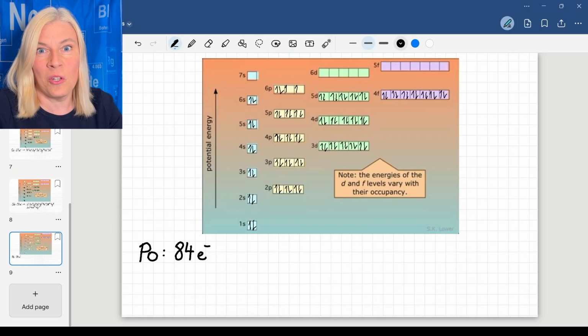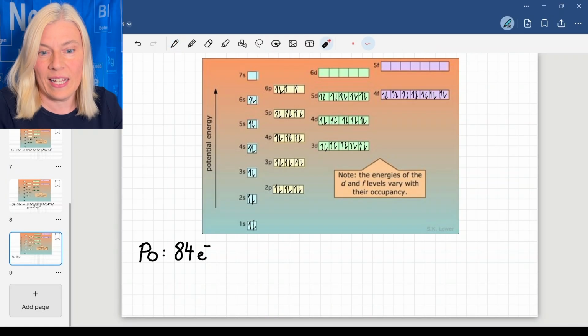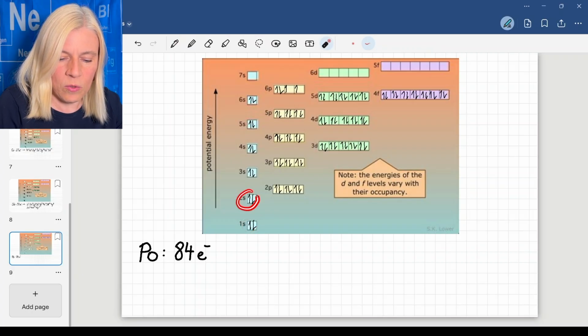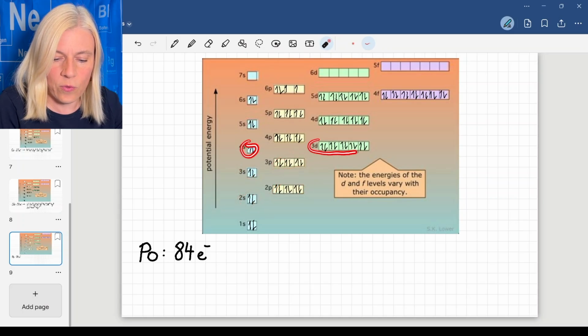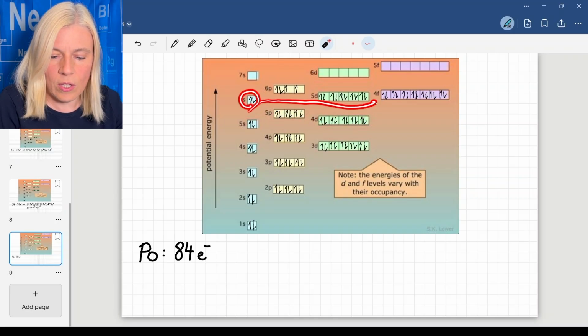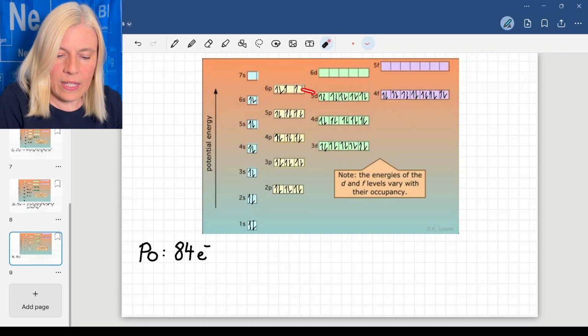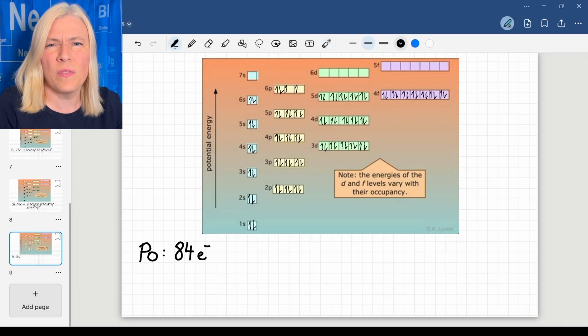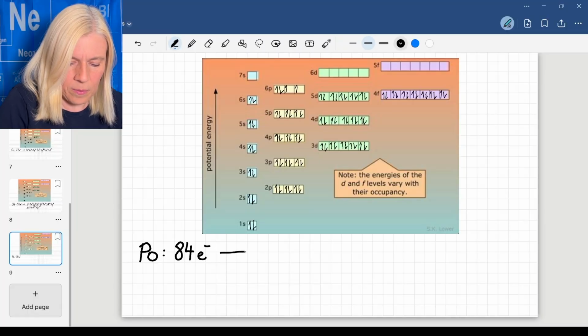I figured you don't want to be looking at me filling in 84 electrons, so I filled them in ahead. First was 1s, then I went to 2s, 2p, 3s, 3p, went to 4s, 3d, 4p, 5s, 4d, 5p, then 6s, then we're going to 4f first, then 5d, then 6p. So let's write it all down. Polonium. Wow, that's a long one. Let's go. We can do this.